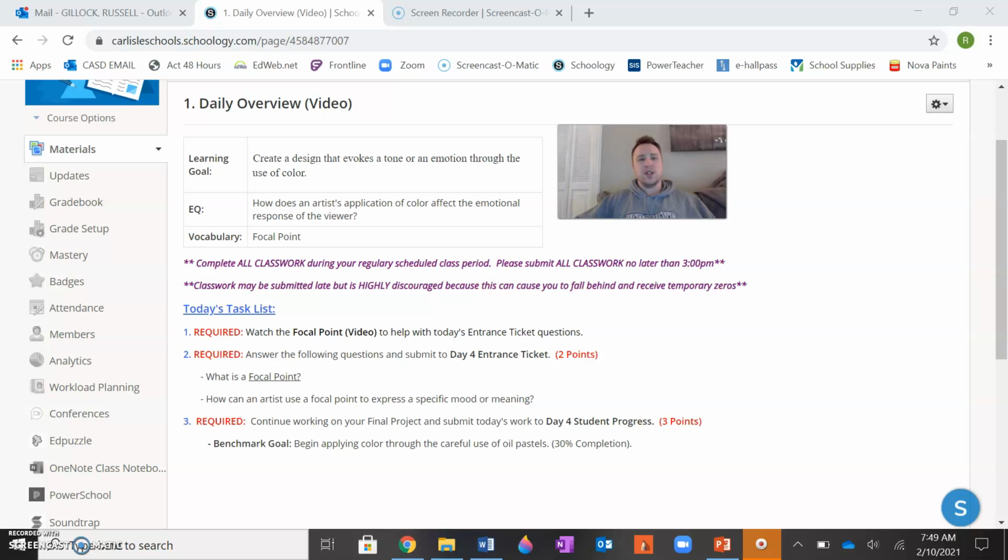And then the essential question is, how does an artist's application of color affect the emotional response of the viewer? So you want to be looking at the application, how you apply it. It's one thing to choose a color, but how you actually apply it to the picture, how does that affect the emotional response? So we've already talked about harmony and rhythm. So when talking about application, you should be focusing on those two vocabulary words.